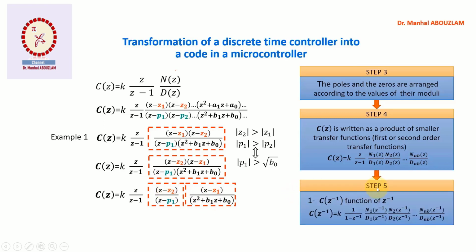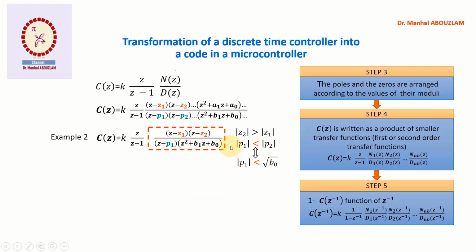Okay, now for the fifth step, and with the first point in this step, I will write our controller as a function of z power -1. Okay, for our example, for the integrator, we multiply the numerator and the denominator by z power negative 1. And for this block, I multiply the numerator and the denominator by z power negative 1. And for this block, I can observe that we have a polynomial of degree 2. So I will multiply the numerator and the denominator by z power negative 2.